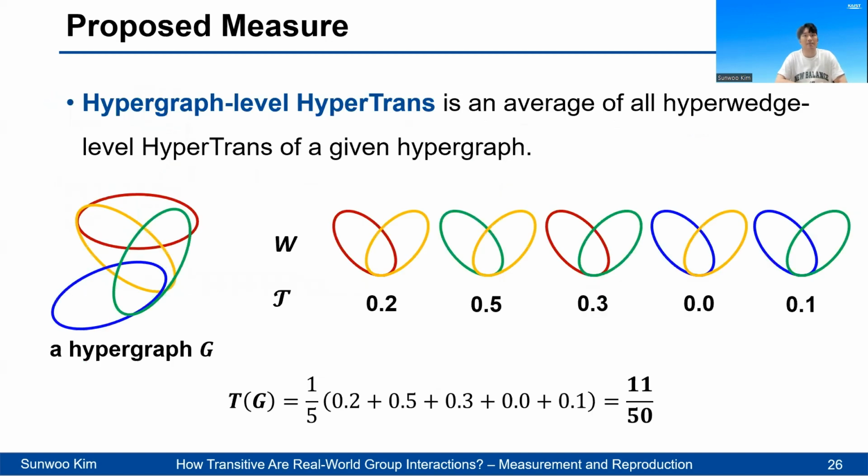Extending this, hypergraph-level HyperTrans is the average of all hyperwedge-level HyperTrans values of a given hypergraph. In this example, there are 5 hyperwedges. We compute the average of their transitivities, which is 11/50, and this is the hypergraph transitivity value computed by the hypergraph-level HyperTrans.